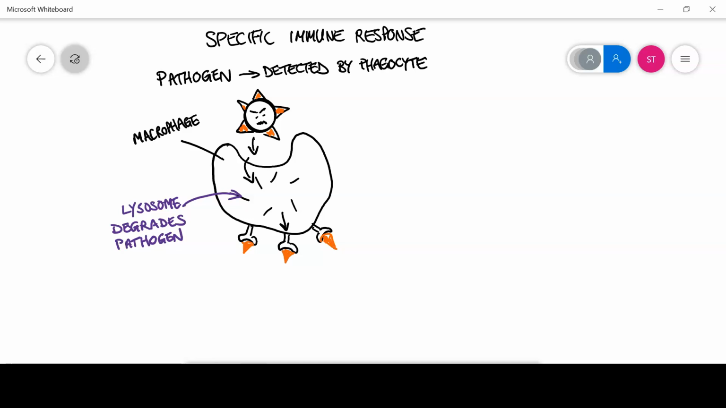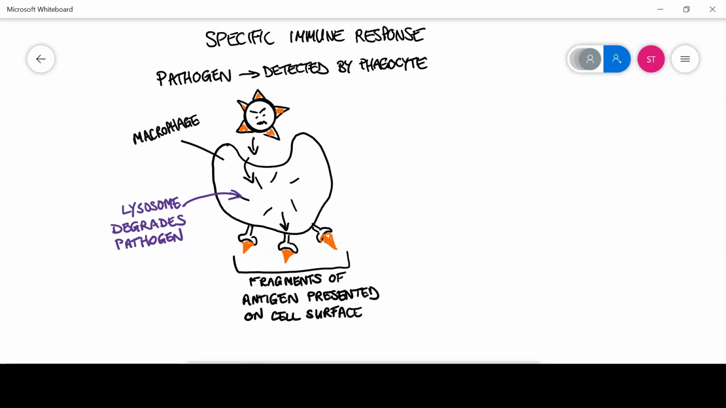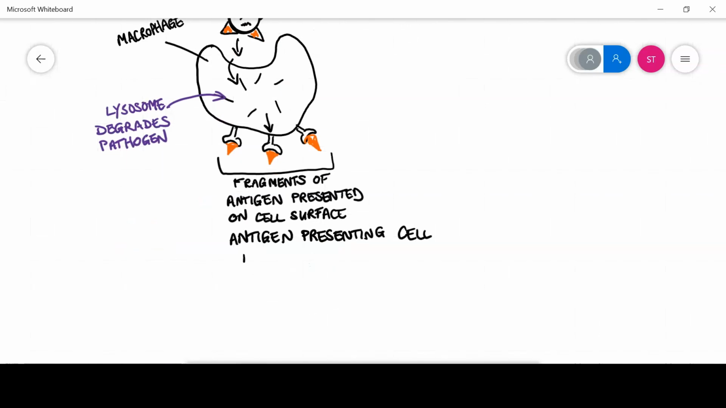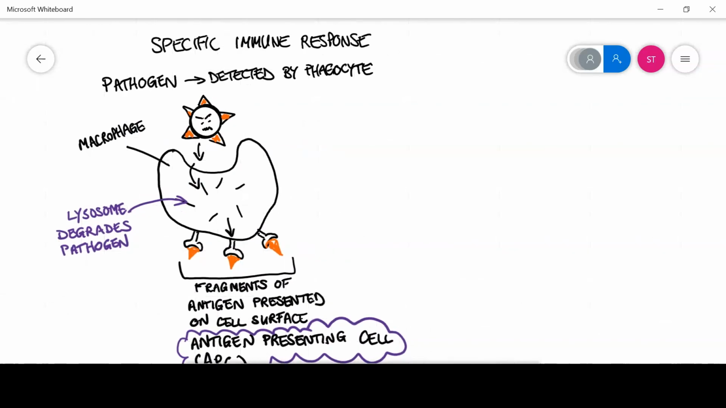Some of that pathogen antigen is displayed on the surface of the macrophage. These fragments are part of that initial immune response. The pathogen fragments are displayed and the macrophage becomes an antigen presenting cell. The rest of those pathogenic fragments are expelled from the cell through the process of exocytosis.